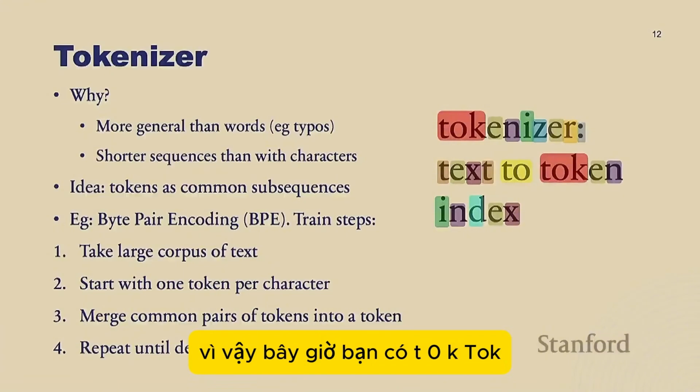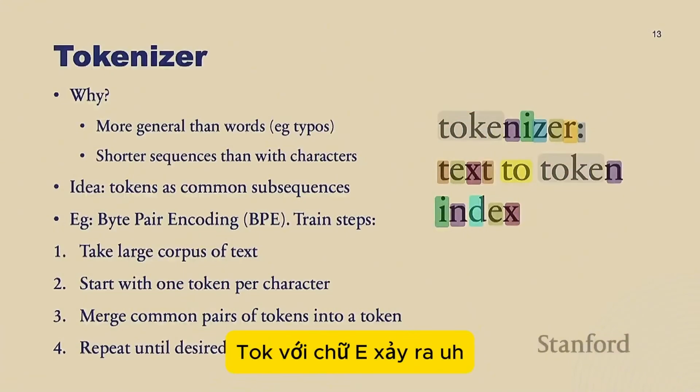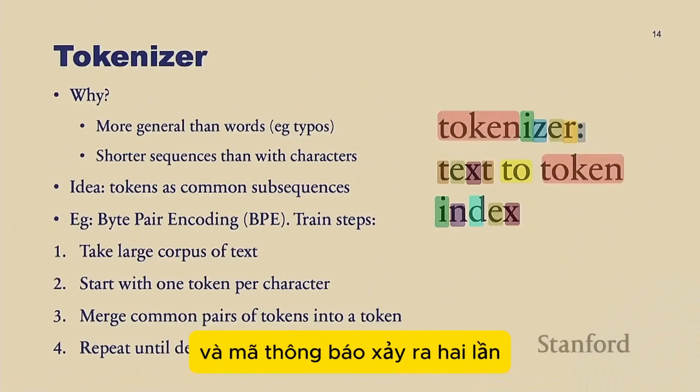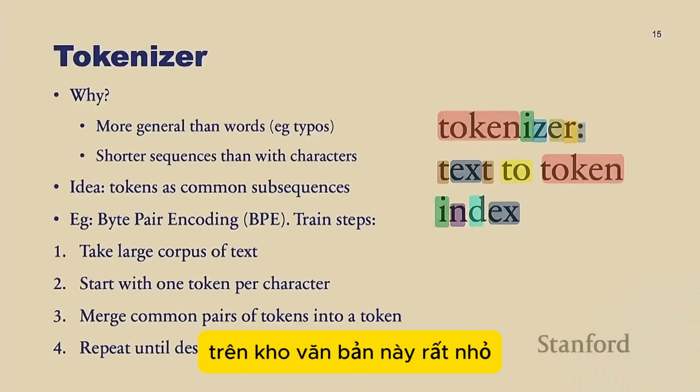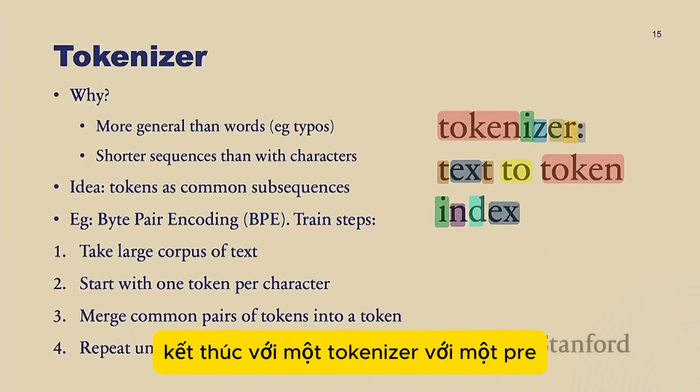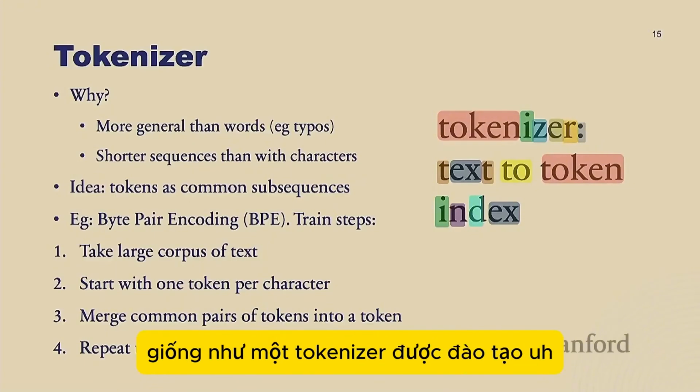So now you have TOK, which happens 3 times, TOK with an E that happens 2 times, and token, which happens twice, and then EX, which also happened twice. So if you were to train a tokenizer on this corpus of text, which is very small, that's how you would finish with a trained tokenizer.